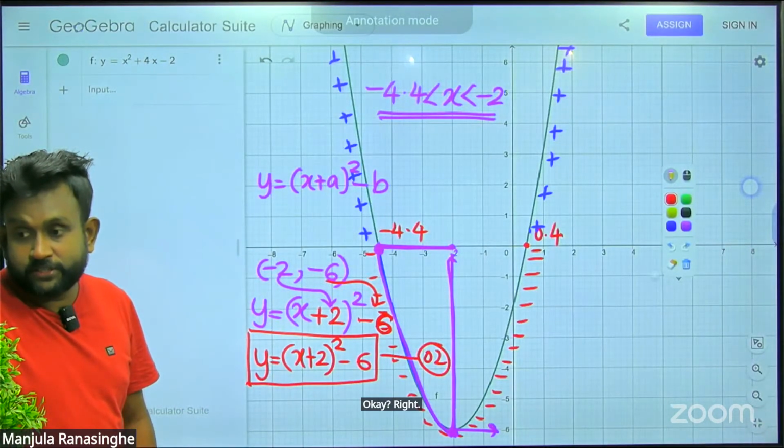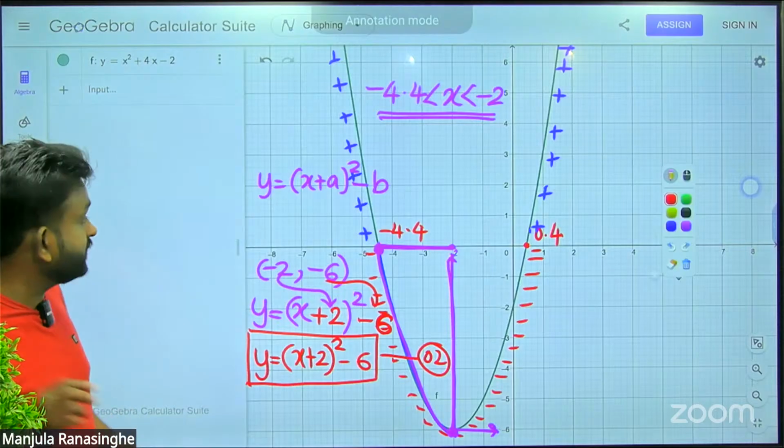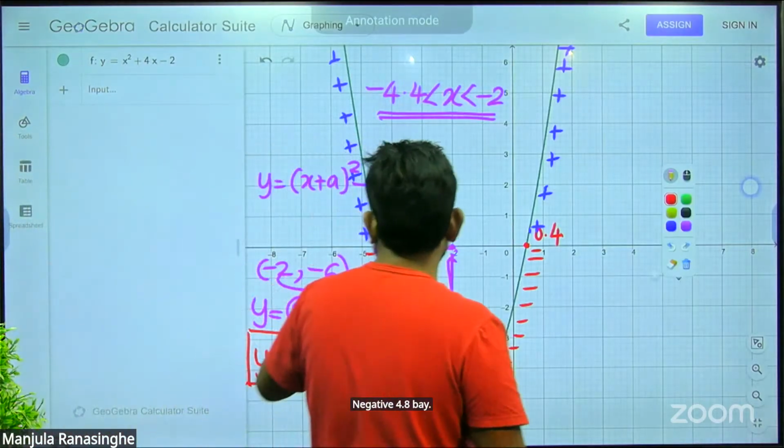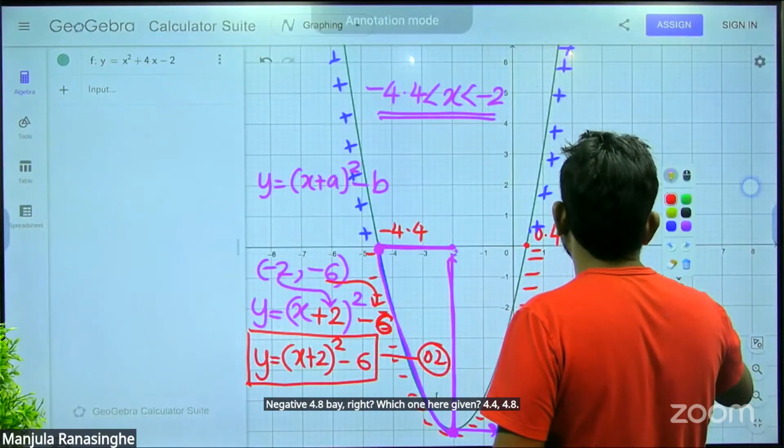Now it complies with the, which one, 4.8? -4.8, right? Which one is given here? 4.4, 4.8. Let me check that one.